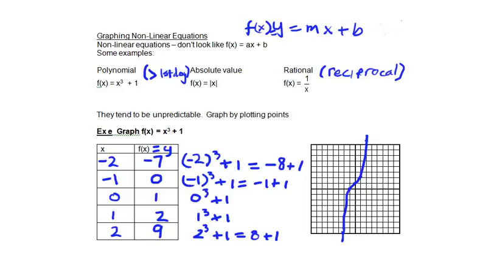Depending on the degree of the polynomial, the shape of the curve is going to vary. I'll leave the absolute value function for you to graph, which you can do the same way by plotting points. Let's take a look at the reciprocal function. f of x is equal to 1 over x, and we can calculate the various y or f of x values by plugging in different values of x.